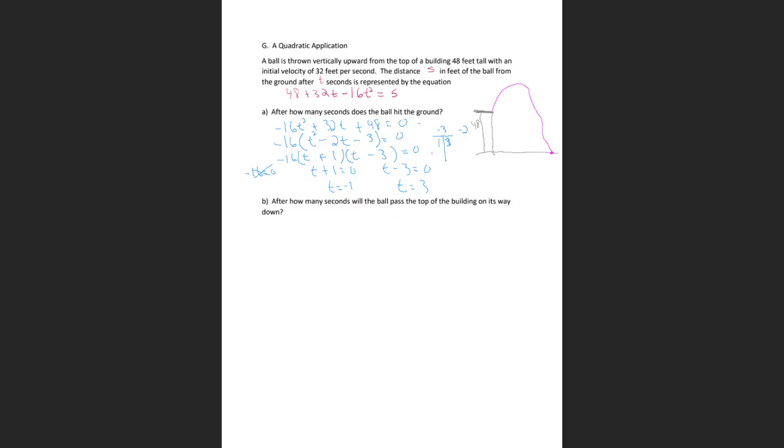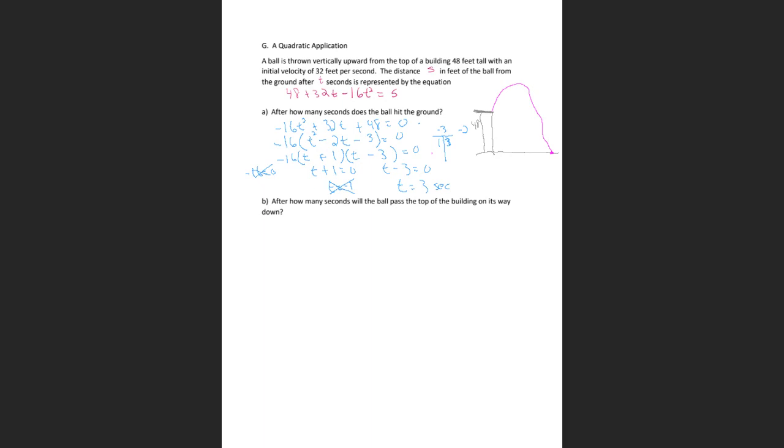So I get these two answers, but which one actually makes sense in this problem? Negative 1 seconds or 3 seconds? When you throw the ball from the roof, the top of the building, it's going to take 3 seconds for it to hit the ground. The negative 1 would not make any sense in this application. So even when you get the answers in an application, the answer has got to make sense.